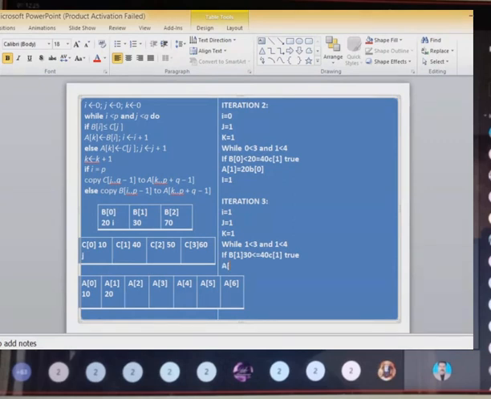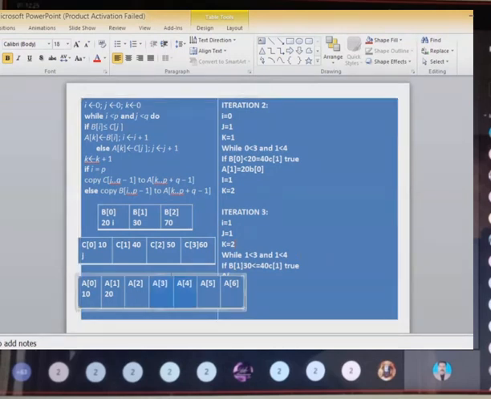Here I and K will be incremented, right? Listen carefully. This K is common to two statements. I equivalent to 1 and K equivalent to 2. K will be incremented. In iteration 3, K equivalent to 2.